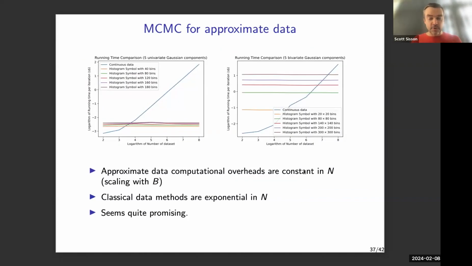I've talked about this before and won't dwell on it too much, but this is computation efficiency again. The y-axis is log time to run the sampler or evaluate the likelihood. The x-axis is the log number of data points that we're analyzing. And this blue line that's going up scarily, exponentially, is what we get from running the classical sampler using the full data set. And the flat lines here are what we get from doing a sampler based on the histograms.